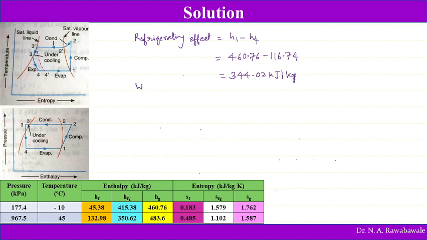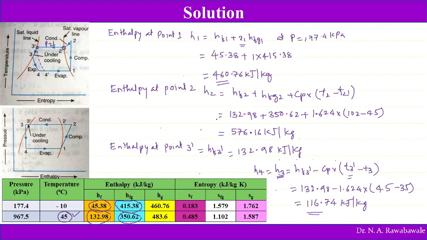Then the work done in the compressor is given by H2 minus H1. Here we know enthalpy at point 2 and enthalpy at point 1. So H2 minus H1, where H2 is 576.16.